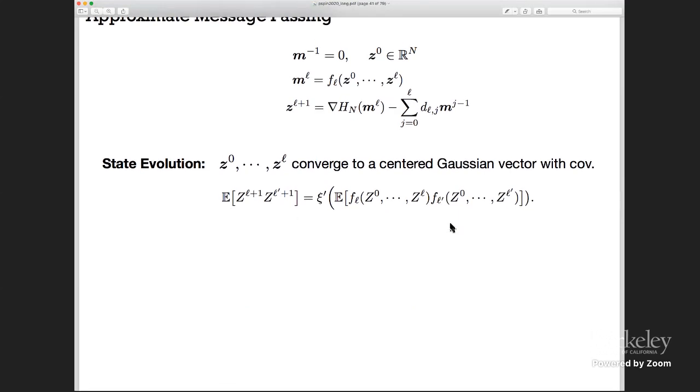You can characterize the behavior of this algorithm in vast generality. It doesn't matter what these functions are, as long as they're Lipschitz and weakly differentiable. You can characterize the sequence of iterates Z0 up to ZL for any fixed L. This tuple will converge to a certain centered Gaussian process with a covariance given by this. What I mean by convergence here is that the empirical distributions of the entries will converge to a real-valued random variable. The stochastic process they converge to is a centered Gaussian vector whose covariance is defined recursively by this formula.